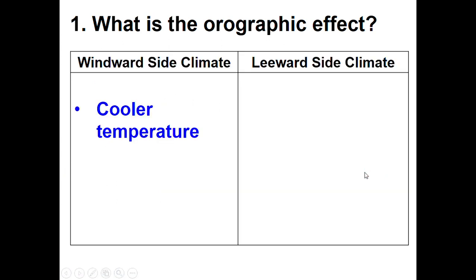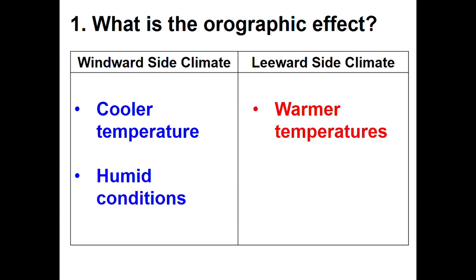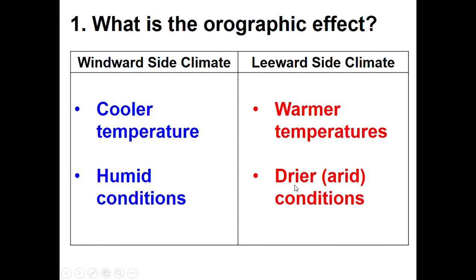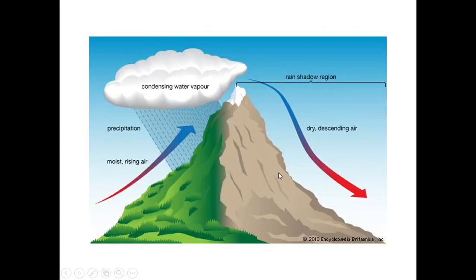All right? So on the windward side of the mountain, you typically have cooler temperatures, and you have more humid conditions. It's more moist. On the leeward side, literally the complete opposite. Warmer temperatures and drier. The term we've used to describe dry is arid. Drier or more arid conditions. Sometimes they're called rain shadow deserts. All right. Here's another picture showing two different sides of the mountain.